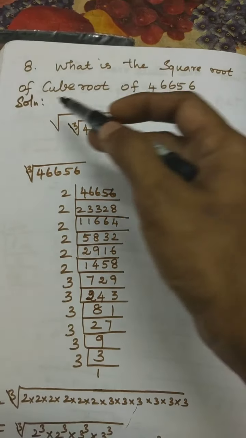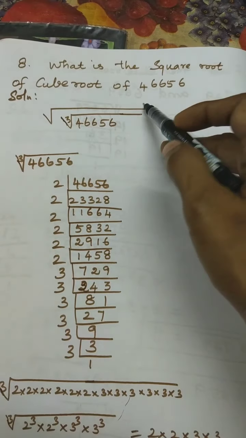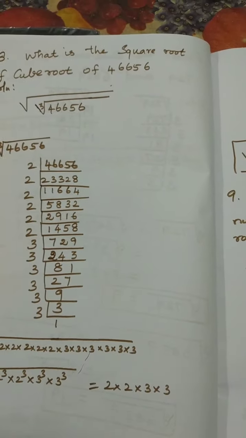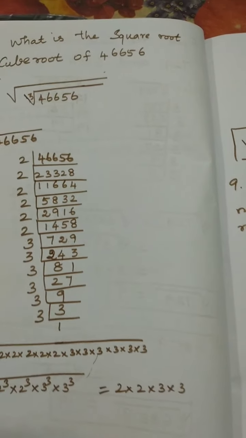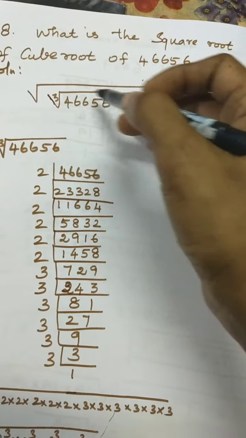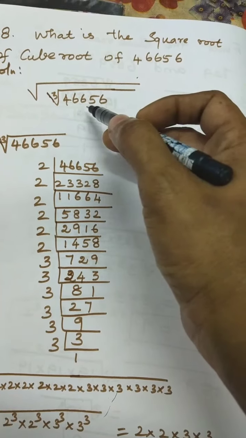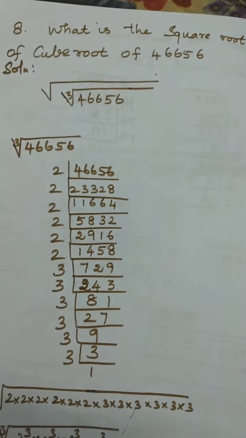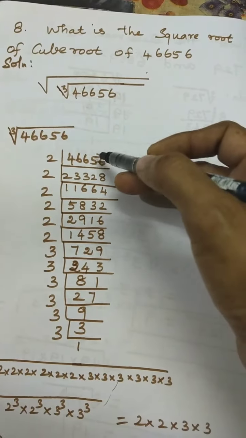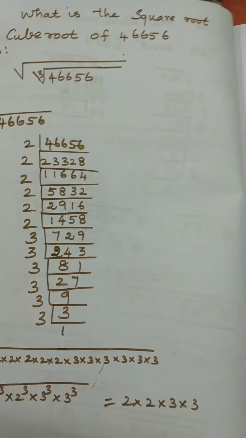What is the square root of the cube root of this number? First, you have to draw the square root. After that, you have to draw the cube root, and within that you have to write 46,656. Now, we have only one method for finding the cube root, that is prime factorization method. So, you write it as cube root.